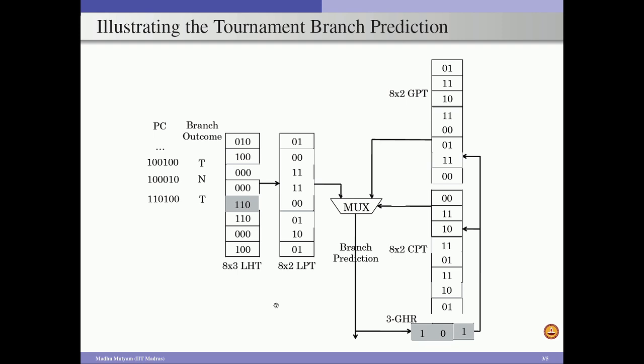So, this way when we have different branches, the branches which are not mapped to the same entry in our local history table, we can map to different locations in our LHT, and also we can exploit the global outcome of all the branches. Using this global history register as well as the global prediction table combined with our local history as well as the local prediction tables, we can make a proper decision to come up with high accuracy predictions.